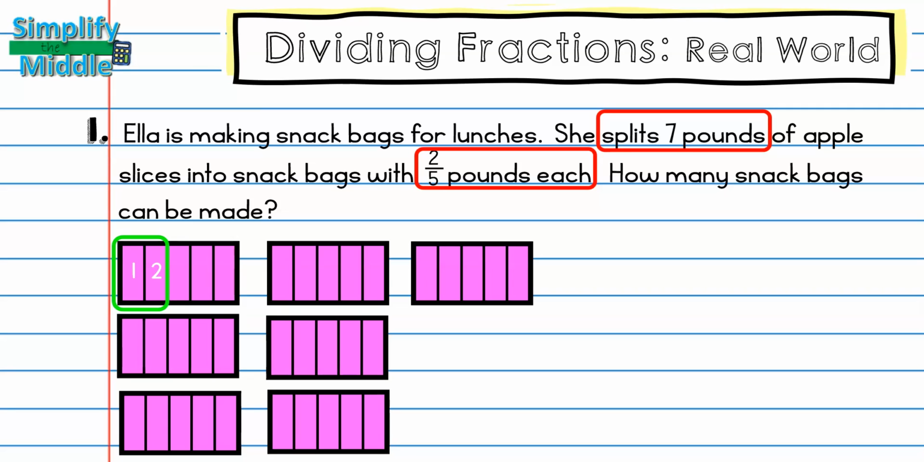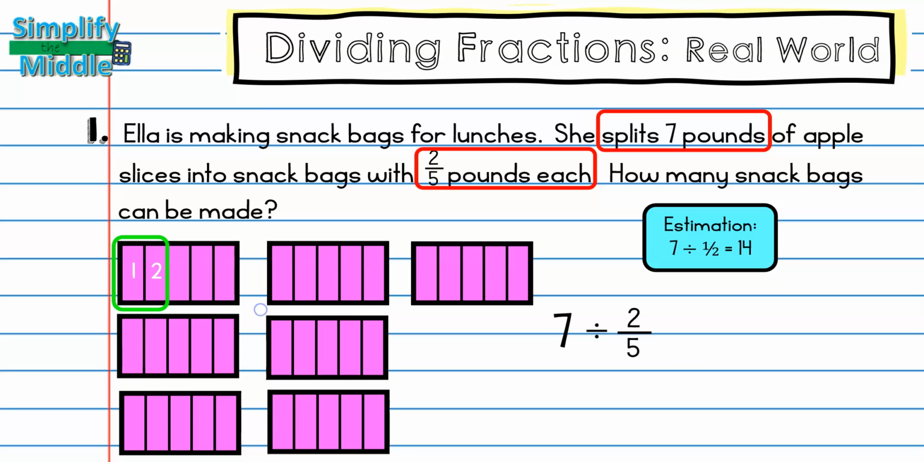For my estimation, I have 7, that's my dividend, what I started with, divided by about half. So 7 divided by half, I know, is 14. If I had 7 and each one of my wholes was split into half, I would have 2. So I really have 7 times 2, which gives me 14. So let's go ahead and show what that would look like. 7 divided by 2/5, keeping in mind our estimation is around 14.